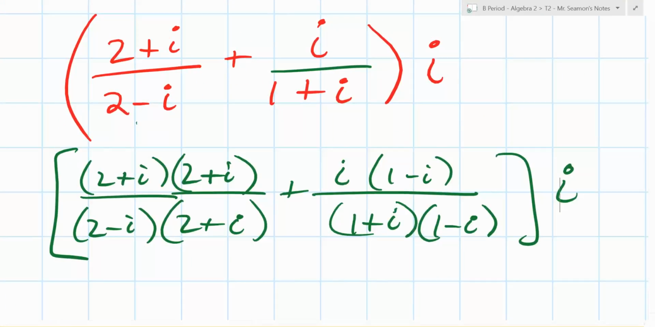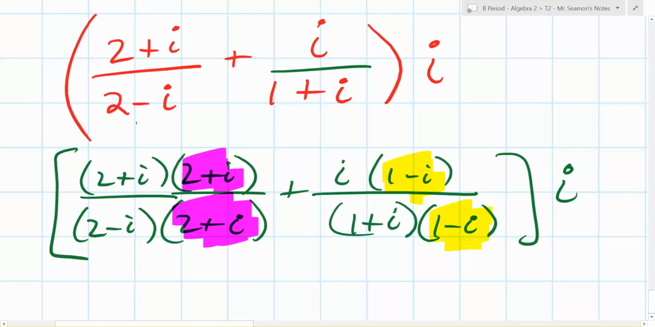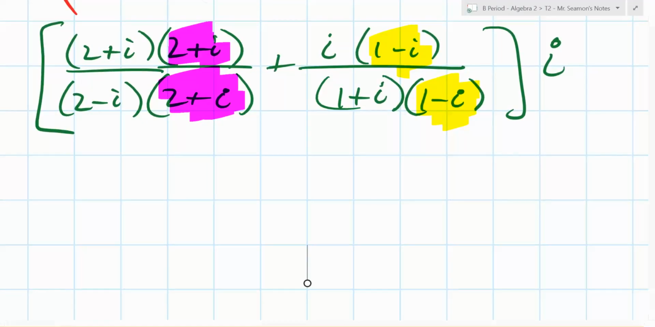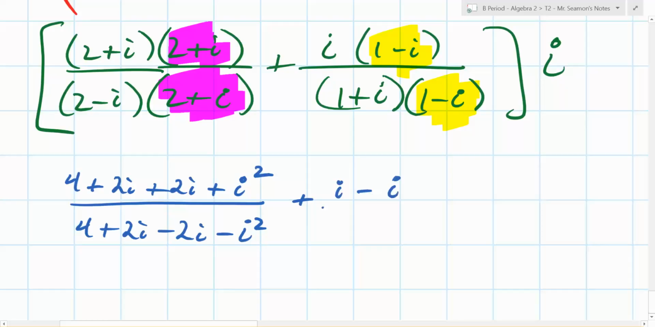I'm doing literally what you just did. 2 plus i over 2 plus i. What's that a fancy word for? The complex conjugate. So I'm doing what you guys did over there. So now what do I have to do? Distribute. So it's going to be 4 plus 2i plus 2i plus i squared over 4 plus 2i minus i squared plus, thank you, that's a good catch, i minus i squared over what?